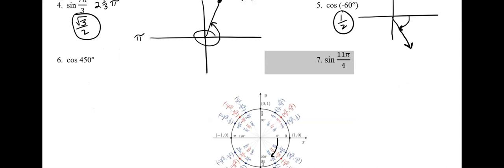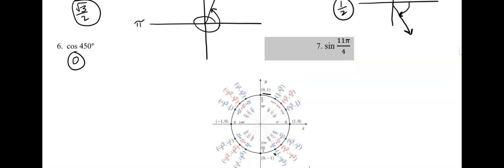And for number 6, again, just be able to find where 450 degrees would be. Obviously, that's all the way around, 360, plus another 90. So we're actually right here, and the ordered pair we're looking at is 0, 1. Cosine is the x, sine is y. So my answer for number 6 is 0.